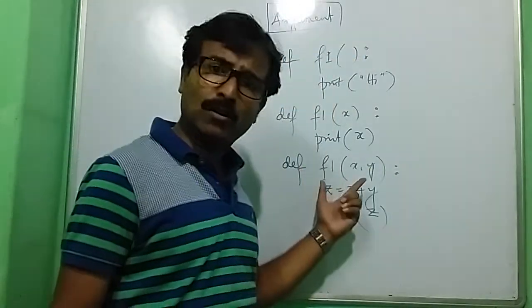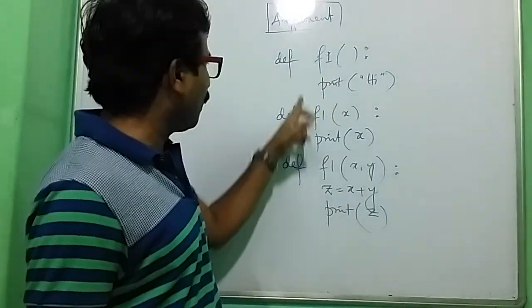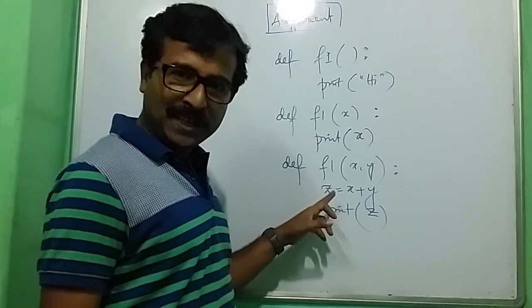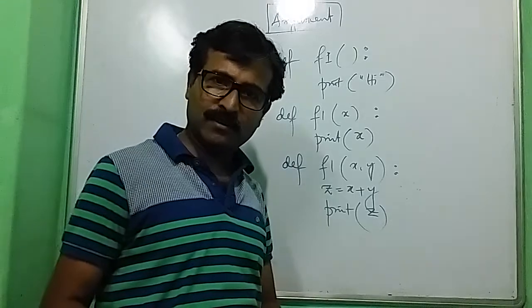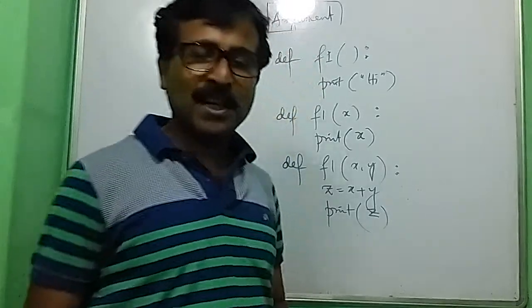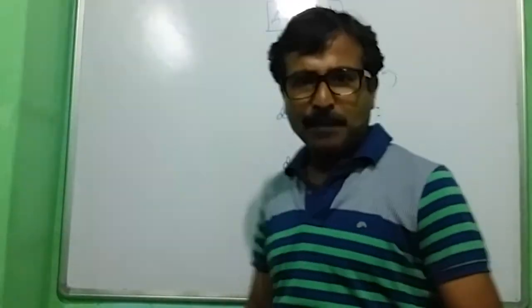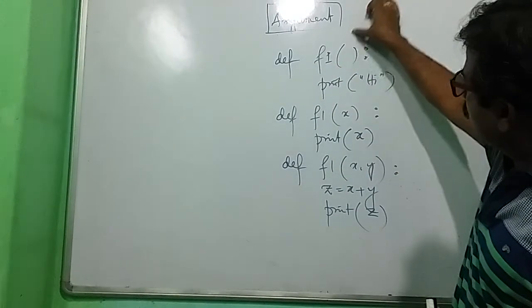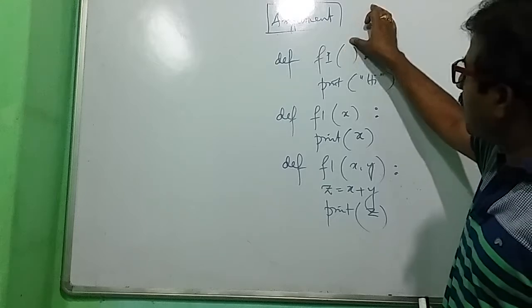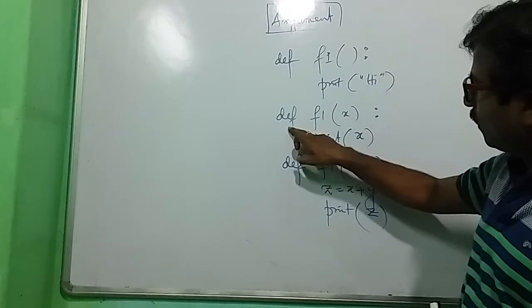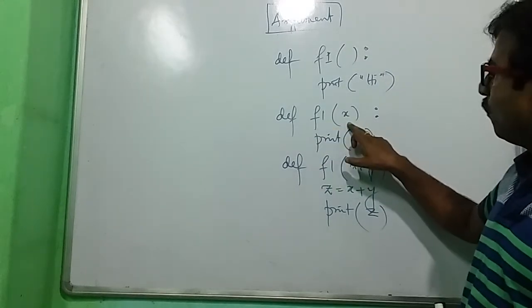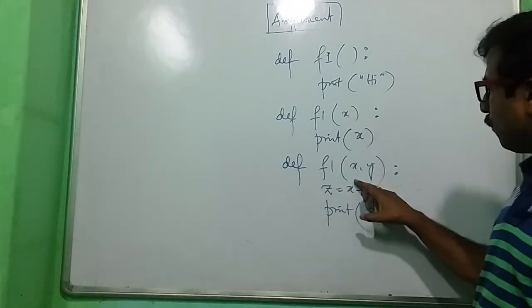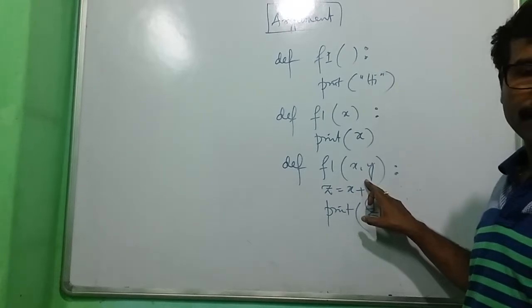But over here I did so. See, function name f1, over here f1, over here f1. So it should print error or it should generate error, but no, it will not do like this. What will happen? See, f1 over here, can you see, without any argument? Fine. Over here f1 with one argument. Over here same function with two arguments.